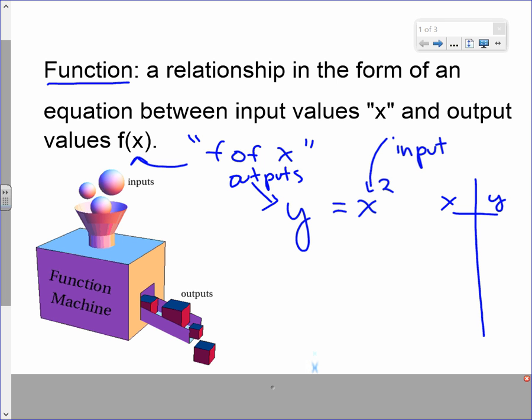Because that's the input. It's like a machine, just called a function machine. You put things into a machine and the machine spits stuff out. Input, the machine does something with it and it spits something out. We call it the output. So see, a function is an equation like a machine. You input values of x and it outputs values of y.